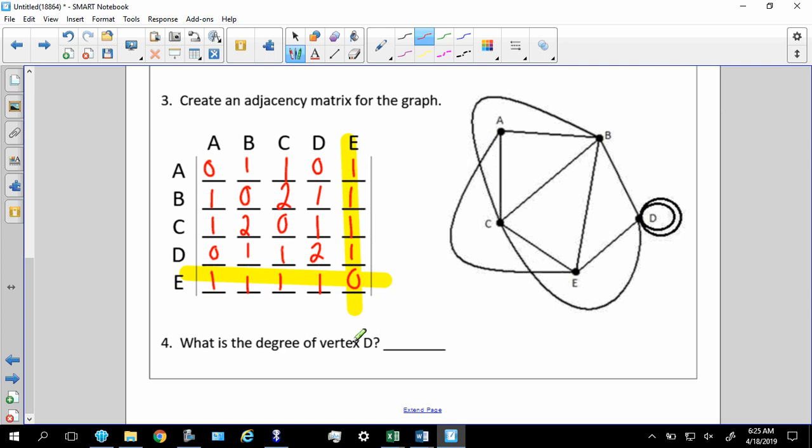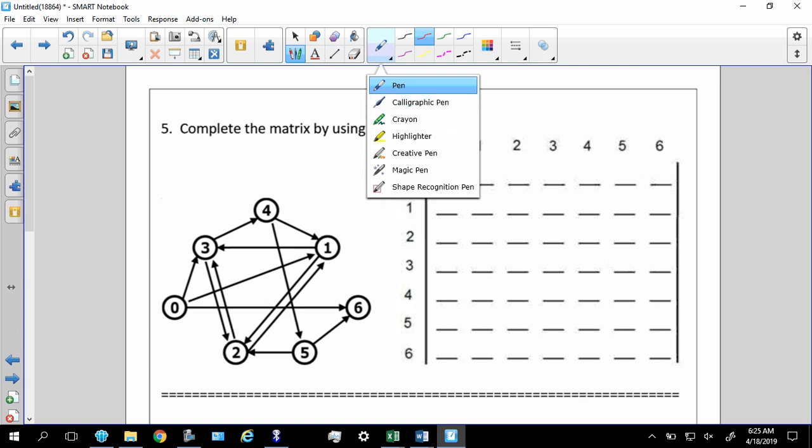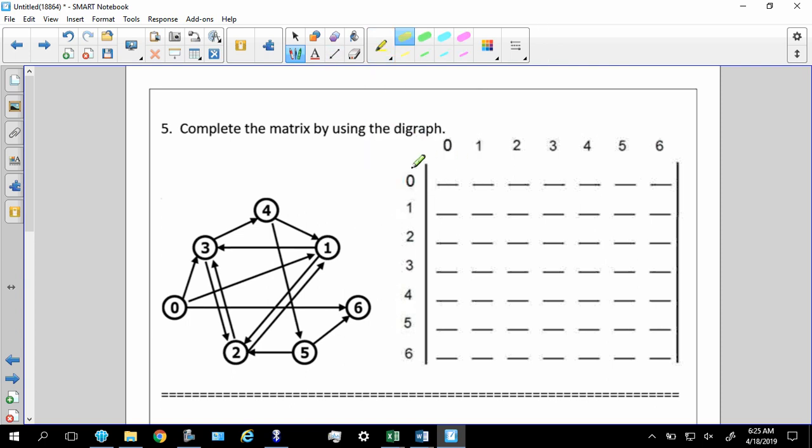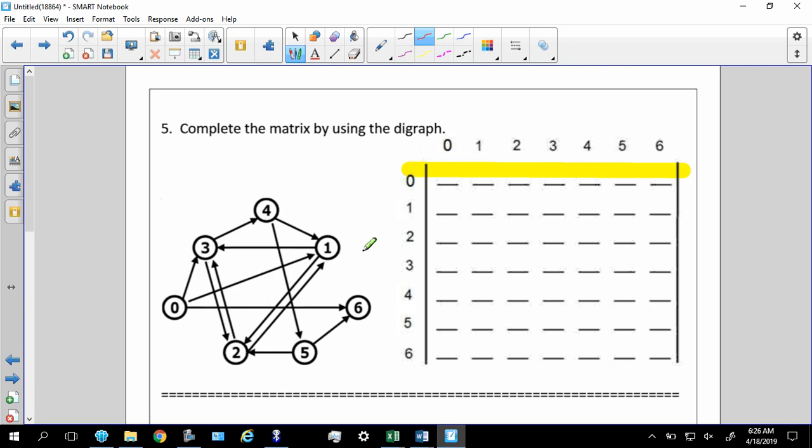Now, what is the degree of vertex D? 1, 2, 3, 4, 5, 6, 7. There we go. All right, complete the following matrix using the graph. All right, digraph. So this is different because now what we have here is arrows. When we're doing this here, all we're really paying attention to is the arrows leaving. Remember, this is the from, this is the to.